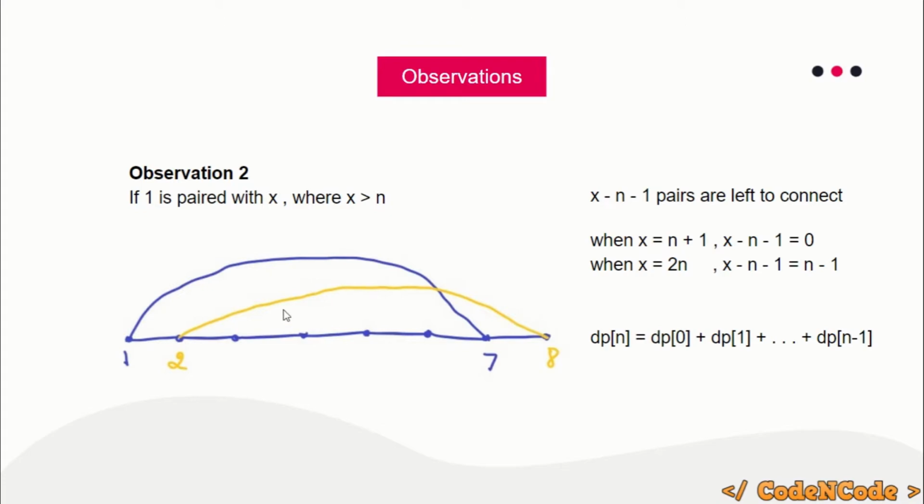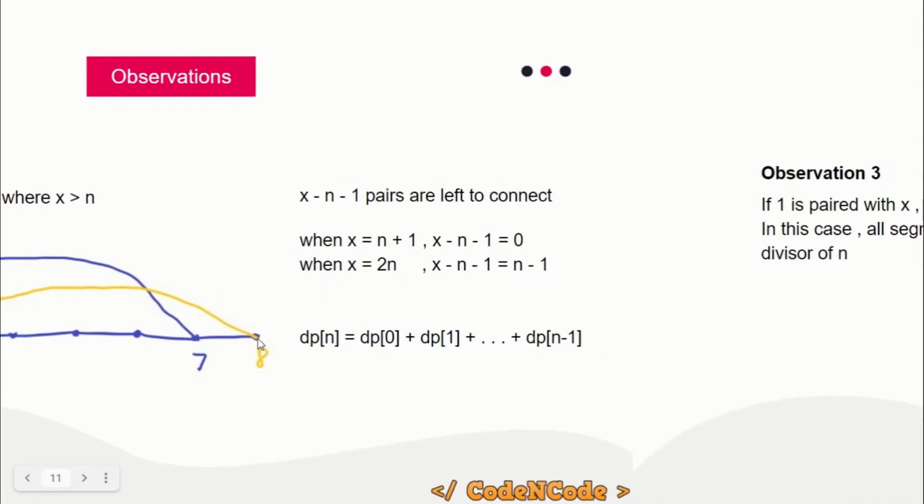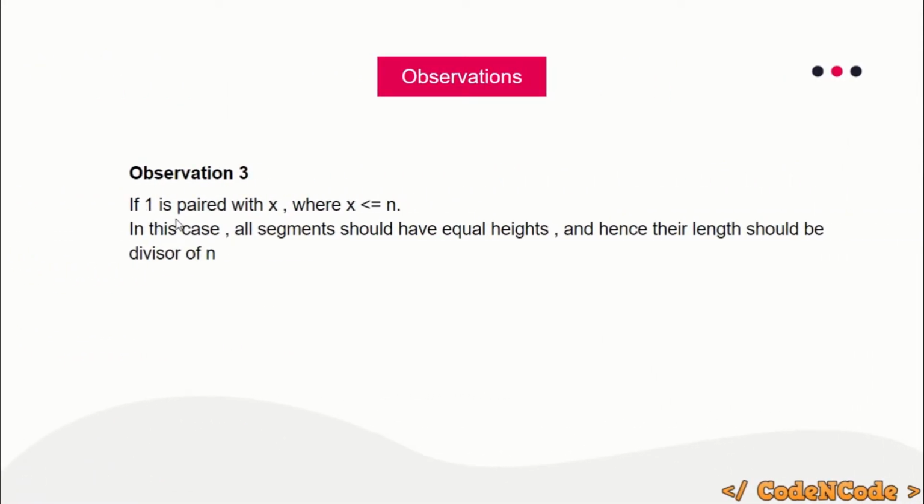But if you see, we haven't taken care of this second condition where 1 is paired with x where x is less than or equal to n. We have seen what happens when 1 is paired with x where x is greater than n, but now we are taking care of the condition where x is less than or equal to n. We have already seen in observation 1 that in this case all of the segments should have equal segment length, and hence their length should be a divisor of n.